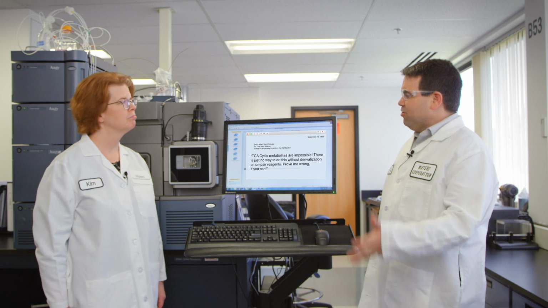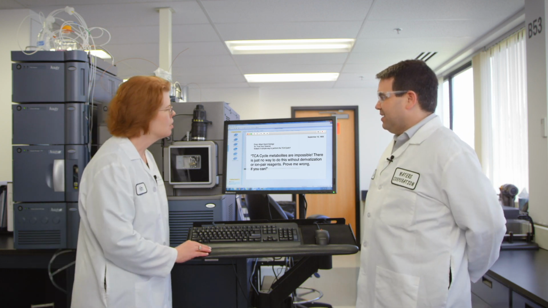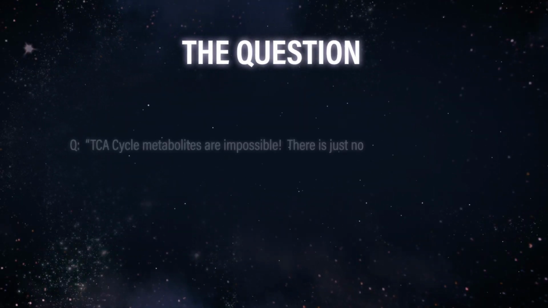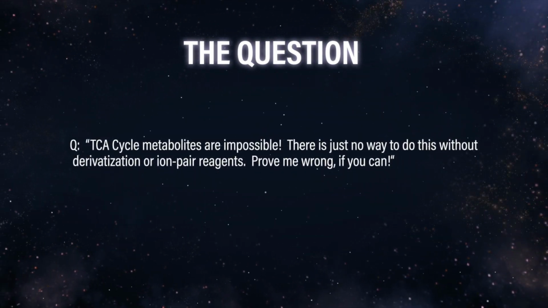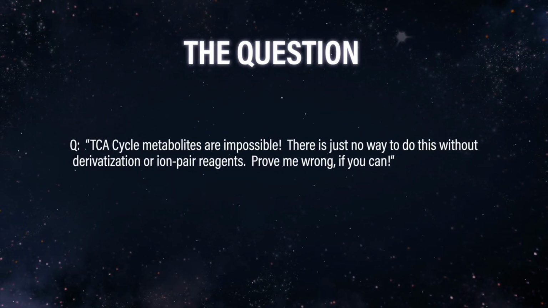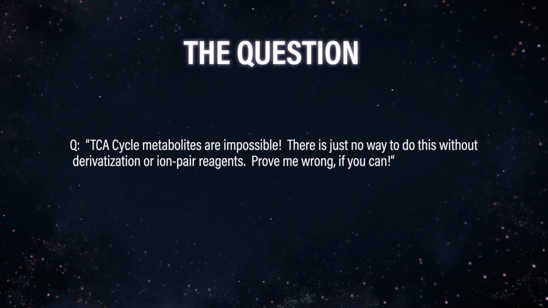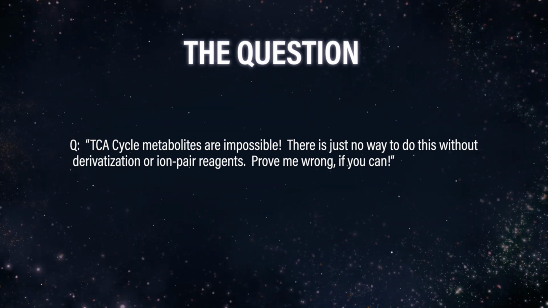So Kim, what do we have in our Trust Your Science inbox today? Yep. So we actually have a really good question. I'm not quite sure how we're going to handle. They're asking about the TCA cycle, or citric acid cycle. It's also known as the Krebs cycle. Huh. And they're asking if there's an easy way to do this. Actually, they're kind of challenging us. Is there an easy way to do this?